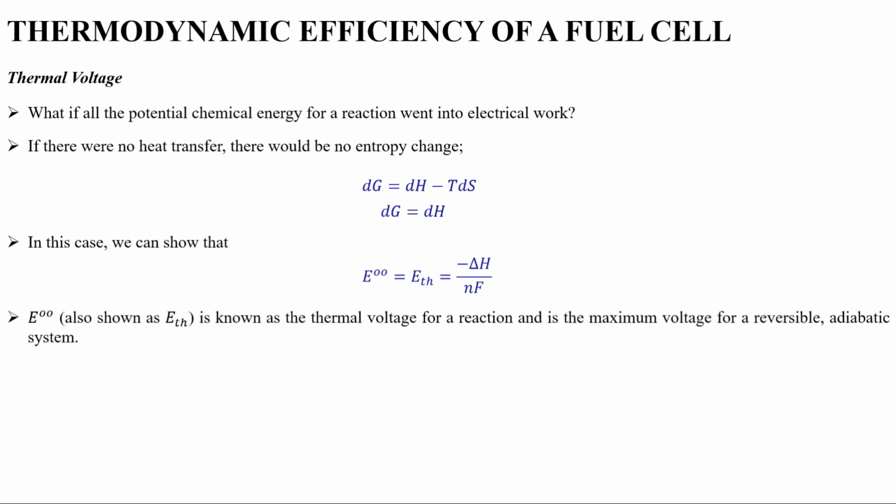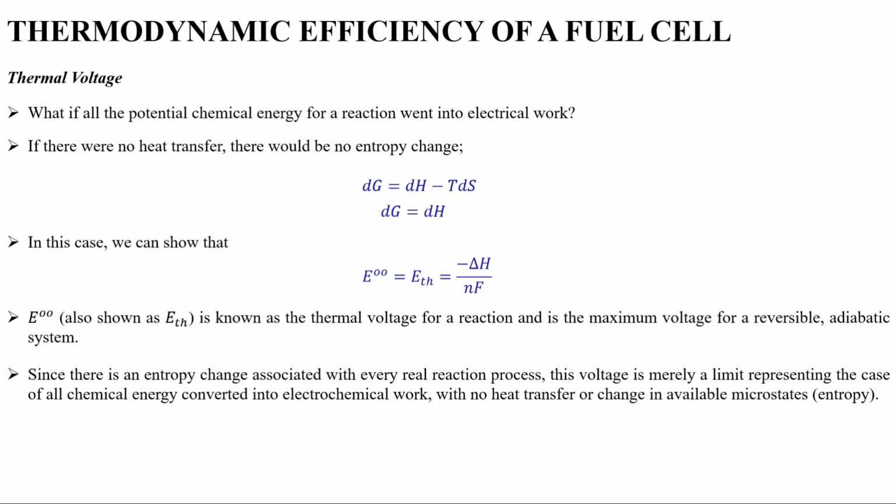Here E naught naught is known as the thermal voltage for a reaction and is the maximum voltage for a reversible adiabatic system. It is the maximum voltage for an isentropic process or for a reversible and adiabatic system. So this will be the maximum available voltage, and E naught is the maximum output voltage.